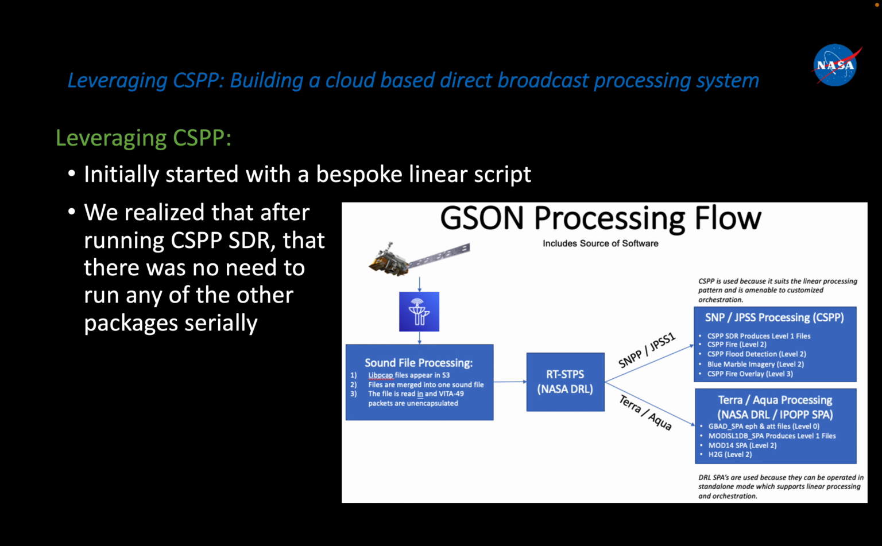And what you end up having is a structure here, and it seems innocuous enough, but the real problem here is it's a single processing chain, like a script, if you will. And so you would run RTSTPS, and then you would run the CSPP SDR, and then after that, if you wanted floods, you would run that, and you would run fire. And if you want to accommodate the different satellites, they have different naming conventions for their files, and so you end up with, in this case, 4 separate scripts that we would maintain.